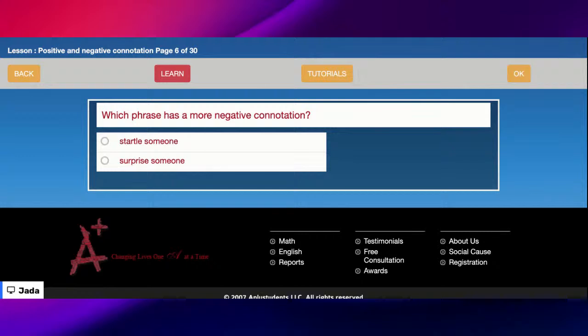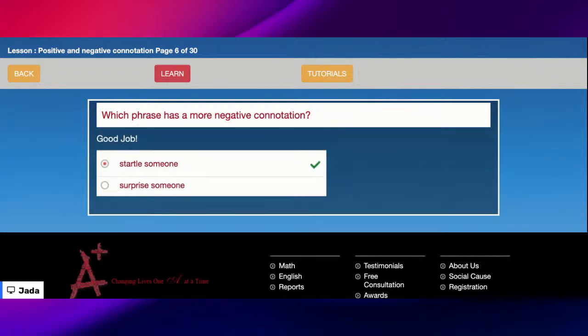Which phrase has a more negative connotation? Startle or surprise? Which is more negative? Are we going to startle or will we surprise? Which one? More negative is going to be startle, yeah. So if you startle someone, that would be more negative.